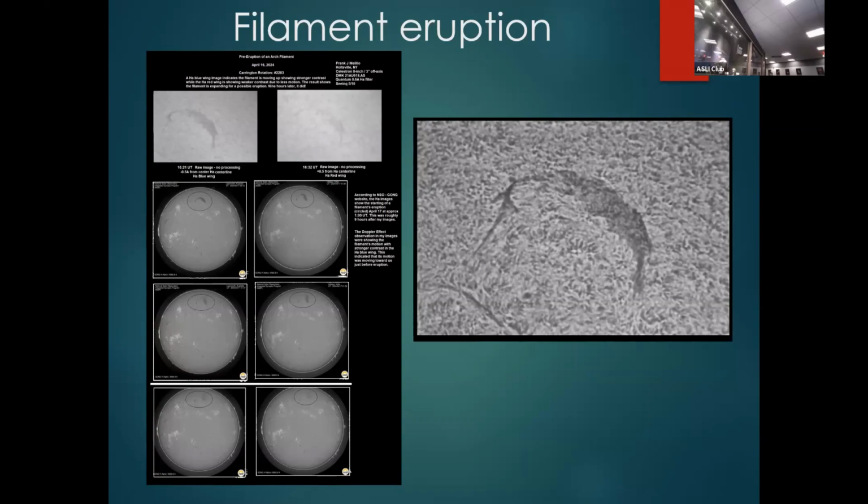What I'm showing here is that one day I was observing the filament, which is this one right here. This is fully processed, as you can see, the arch way. But on this one here, this is the raw image. This is not processed. This is straight from the camera. It's a raw image without any processing, and it looks like this.